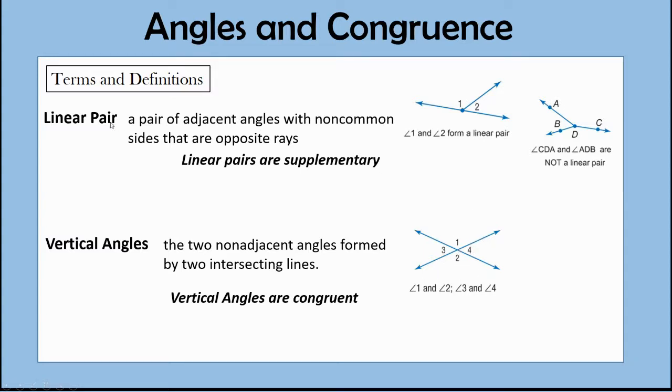And if you're also thinking of linear pairs, you can see 1 and 3 make a linear pair, 1 and 4 make a linear pair, 2 and 4, 2 and 3. So you've got 4 different linear pairs there, as well as some vertical angles.